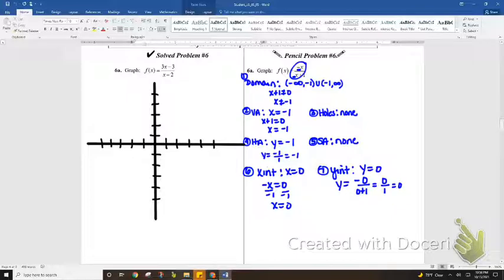Alright, so let's graph what they told us. It says we have a vertical asymptote at -1. No holes. We have a horizontal asymptote at -1. No slant asymptote. X-intercept and Y-intercept at 0.